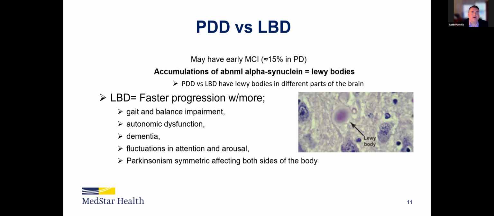Dementia early on. This is a big one: fluctuations in attention and arousal. So these people will be awake and then they'll be sleepy during the day and then back awake and back sleeping. And that can describe people with Parkinson's too, but this tends to be a little bit more dramatic. And then their Parkinsonism, their motor symptoms, are usually on both sides of their body.